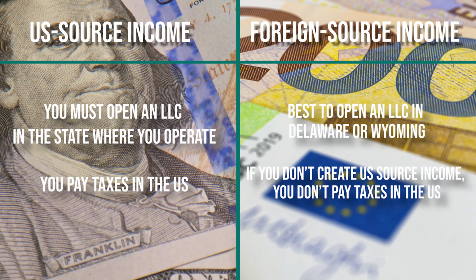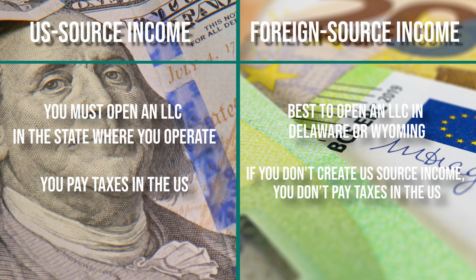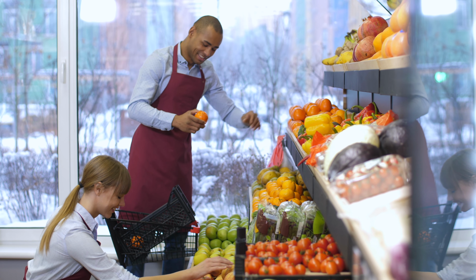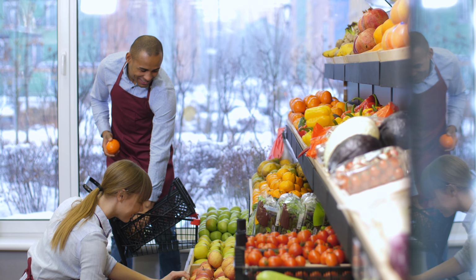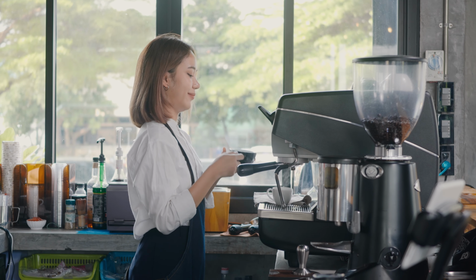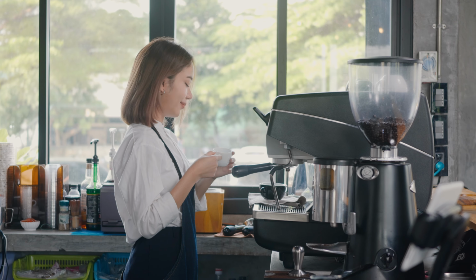For example, if you have a physical business, let's say a shop or a restaurant, or if you own a rental property physically located in America, you'll more than likely earn US source income. In that case, you'll have to open an LLC in the state in which your business is in. You own an Airbnb in Miami, you'll have to open an LLC in Florida. You own a restaurant in Chicago, you'll have to open an LLC in Illinois, and so on.